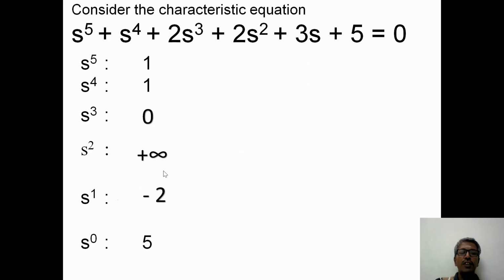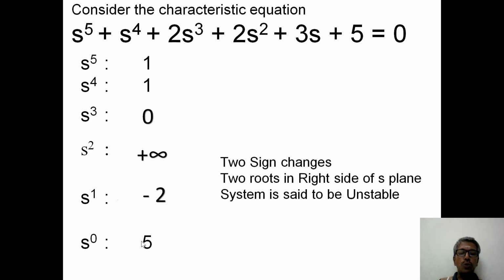Now look at the sign changes. Here there are two sign changes: plus 2 to minus, then minus 2 to plus. So there are two sign changes in the first column. So there are two roots on the right side of the s-plane, and the system is said to be unstable.